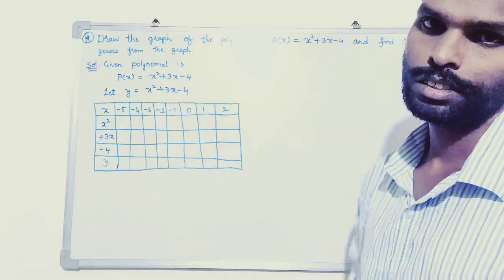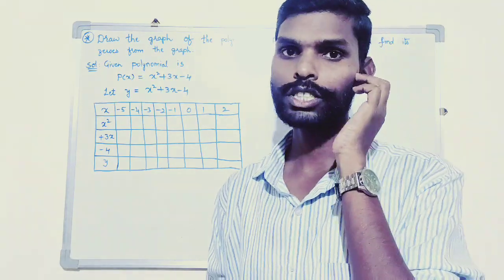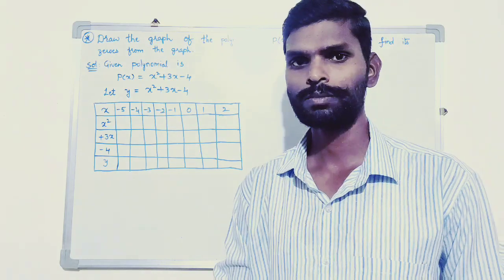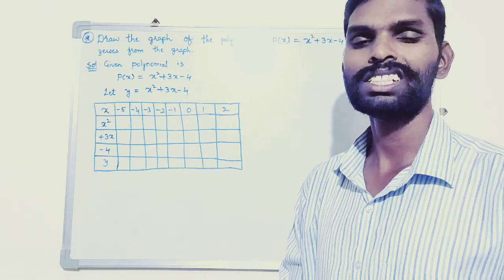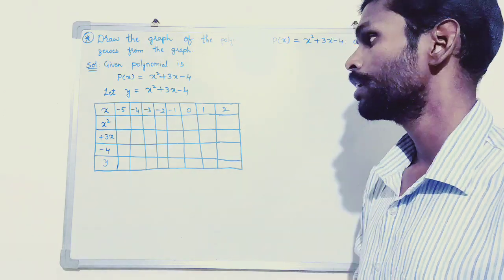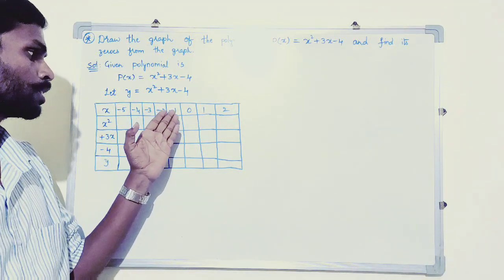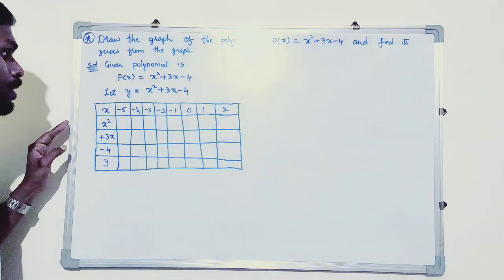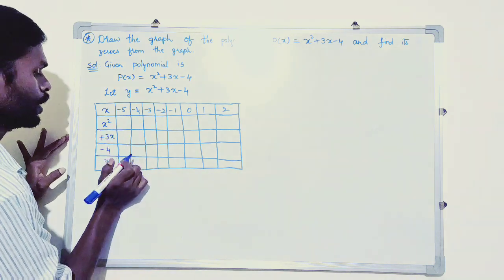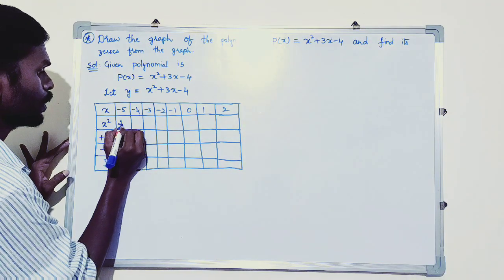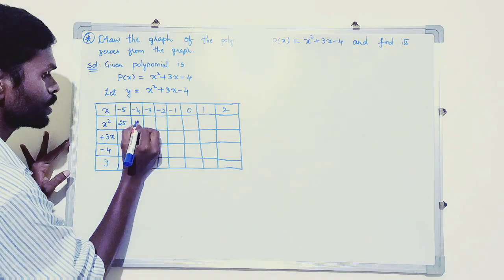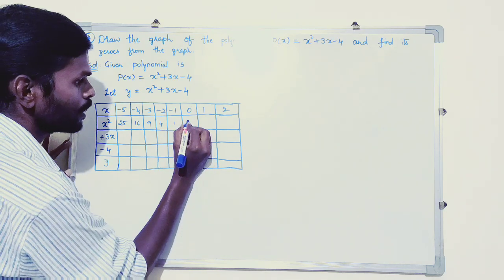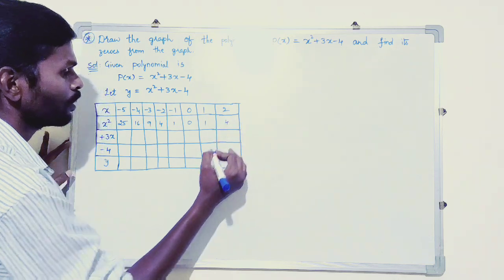There are also some problems where the factorization technique does not work. For minus 5, minus 4, minus 3, minus 2, minus 1, 0, 1, 2, I am finding the value of this polynomial. So x is minus 5. Here it will be the square: minus 5 whole square is 25, minus 4 whole square is 16, 9, 4, minus 1 whole square is 1, 0, 1, 4.